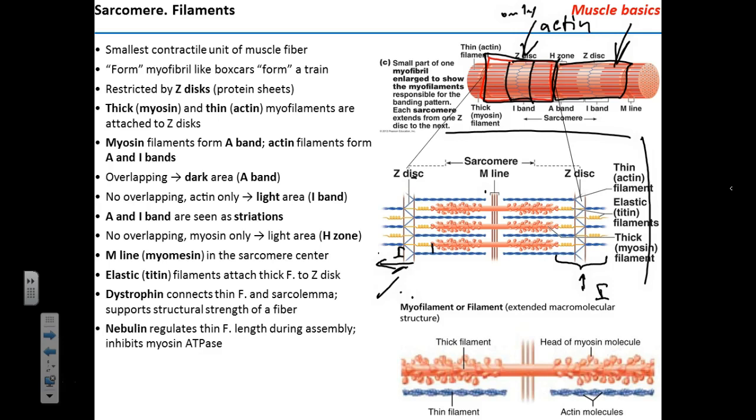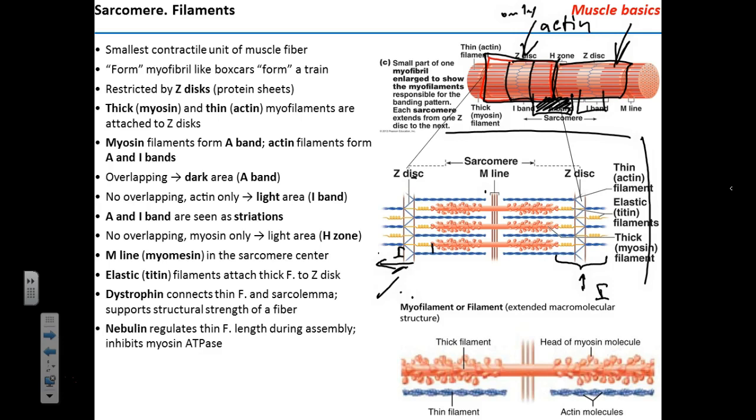Now, do you remember the word striations? When you look at skeletal muscle, you see that skeletal muscle is striated. So the dark A band is a dark striation, and the I band is the light striation. That's why skeletal muscle appears striated. The molecular structure of the muscle fiber, even of the myofibril, determines the appearance of the muscle, determines the striations. Does that make sense?